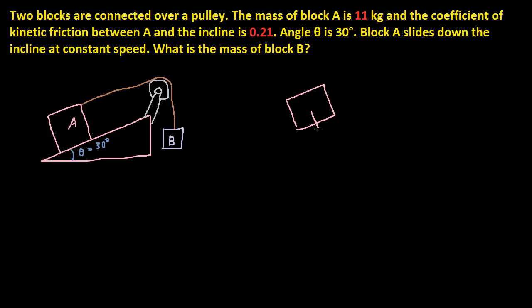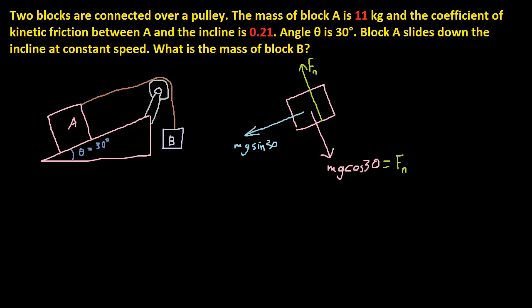For mass A, we have mg sine, cosine, my bad, mg cosine of 30, and we have mg sine of 30. Also, we have the normal force, which is just going to equal the normal force, because there's no other forces except gravity having an effect on this one. So this is the normal force N.